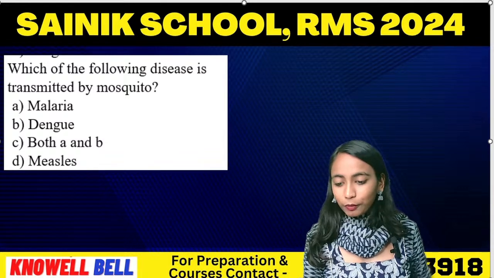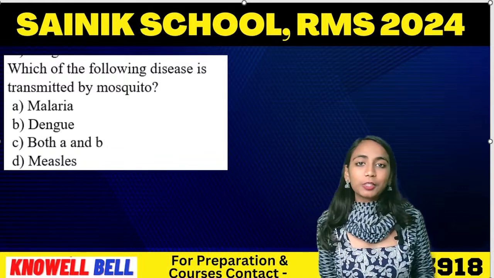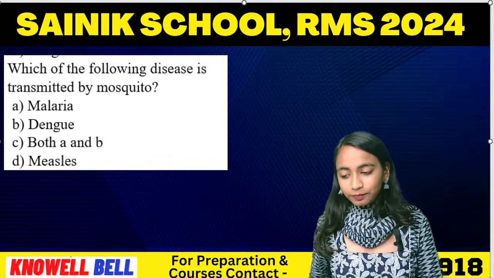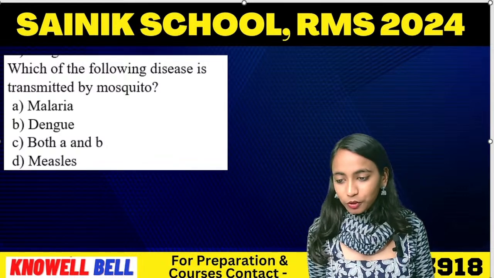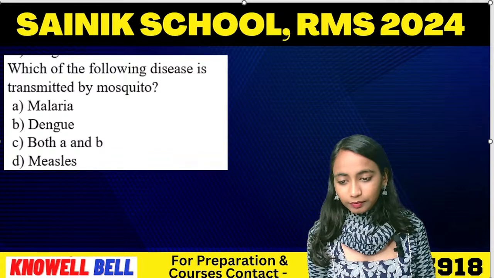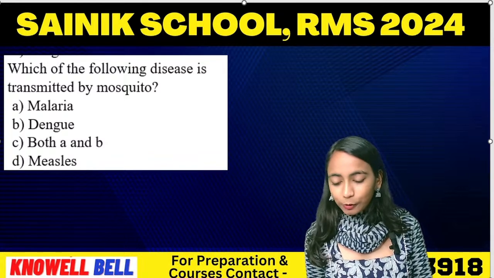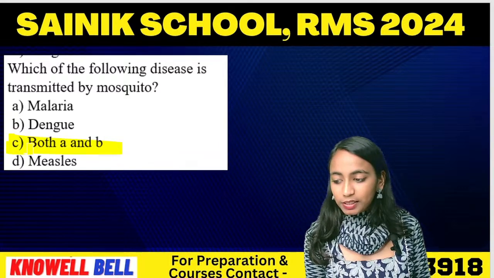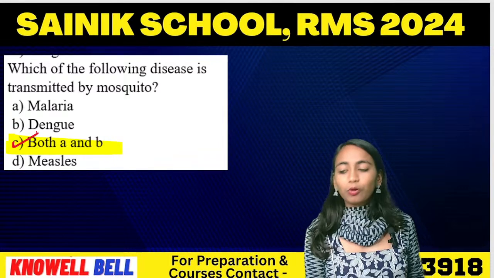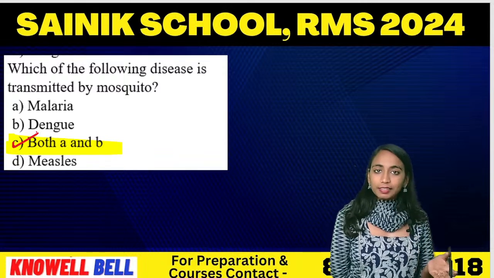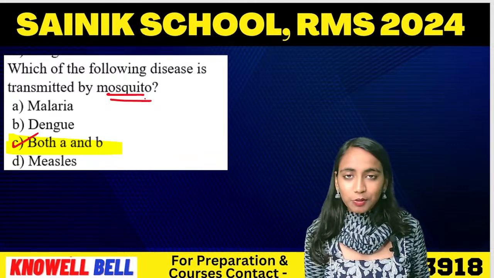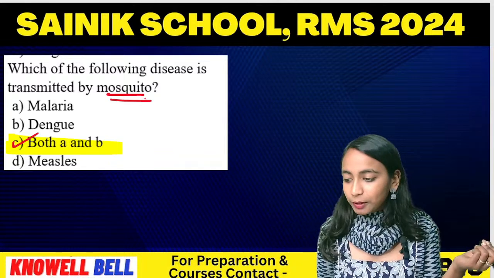Next is, which of the following diseases is caused by the mosquito? Which disease will be caused through the mosquito here? That you have to tell. Which disease is caused by mosquito? Okay, so let's have a look here. The options are malaria, dengue, both A and B. So the correct answer here is both the diseases. Malaria as well as dengue, they will be caused and transmitted by the mosquito.